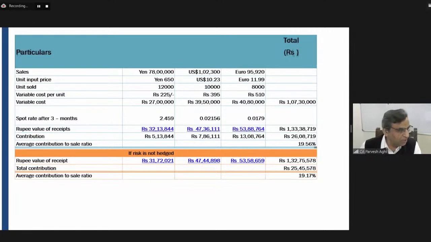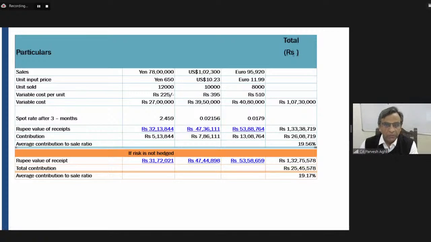If the risk is not hedged, what happens? If the risk is not hedged, then the rupee value of the receipt will be 31,72,000. Okay. So that means he's going to get his money at the spot rate prevailing after 3 months. So 3 months spot rate will be applicable to him then. So if it is not hedged, he's going to receive the money at the spot rates prevailing after 3 months. Okay. So he's going to get these values. I'll show you how this can be calculated later on. So that means the total receipt will be 1 crore 32 lakhs. And the cost remains the same. So his contribution to sales ratio falls to 19.17.